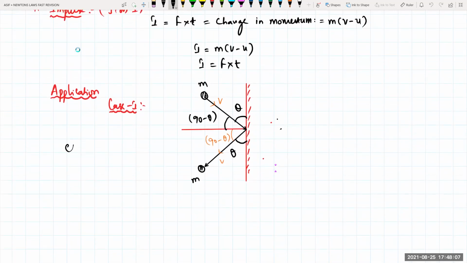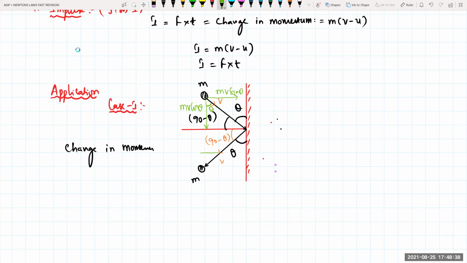So now if I write this relation here, what will be the change in momentum in this one? If I resolve this into components, we get one velocity component in this direction and one velocity component in this direction. If this is theta, we'll get theta here also. So this will become how much? In this direction, mv cos theta, and in this one it is mv sin theta.